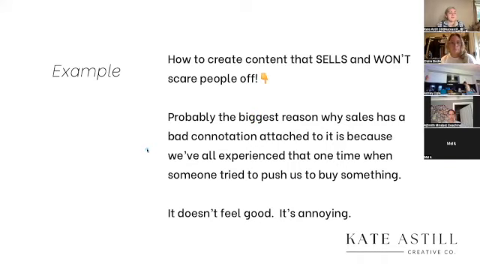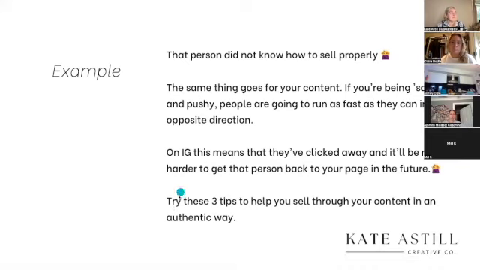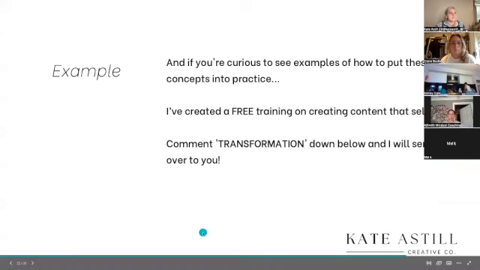Probably the biggest reason why sales has a bad connotation attached to it is because we've all experienced that one time when someone tried to push us to buy something. It doesn't feel good, it's annoying. That person did not know how to sell properly. The same thing goes for your content. If you're being salesy and pushy, people are going to run as fast as they can in the opposite direction. On Instagram, this means that they've clicked away, and it'll be much harder to get that person back to your page in the future. Try these 3 tips to help you sell through your content in an authentic way.